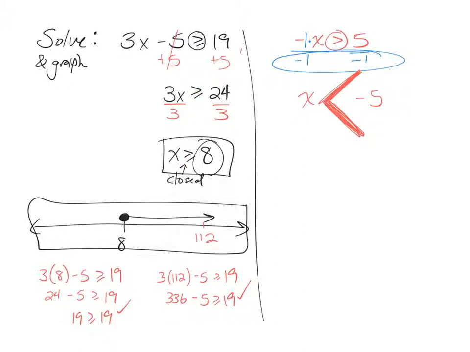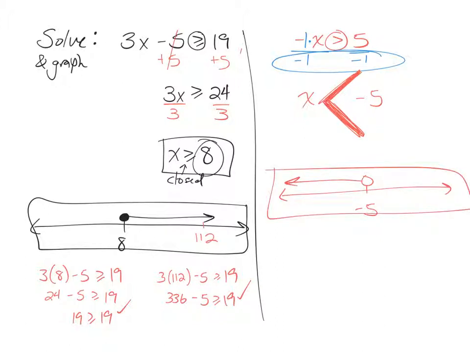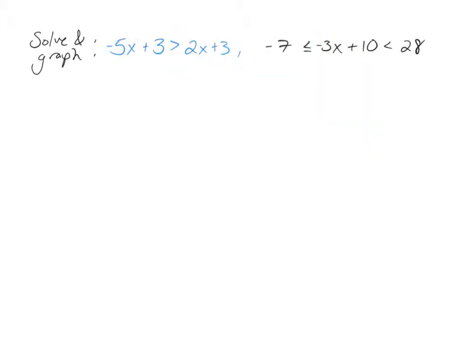So then you can graph this. The important number here is negative 5. It's open and it goes left. There we go. I have a couple more examples here. All right, last couple examples here.